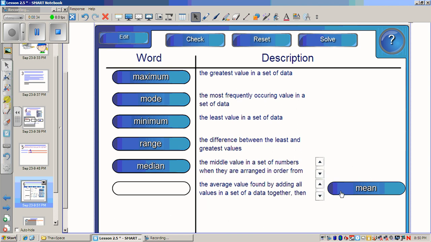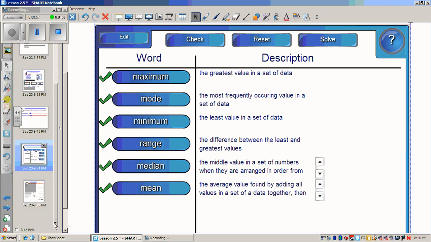The average value found by adding all the values in a set of data together. Then that would become our mean. Mean is another word for average. And I really hope you know these because you're going to need to know them. So we're going to hit check at the top and see how we did with our definitions. And we got them, so that's great news. So now I'm going to move on.